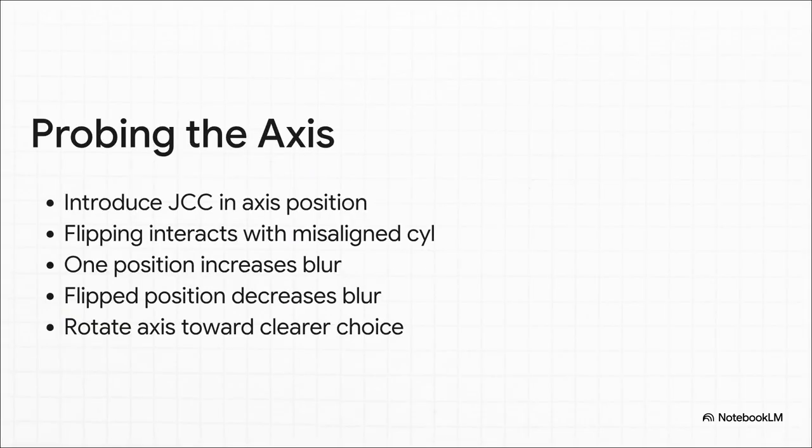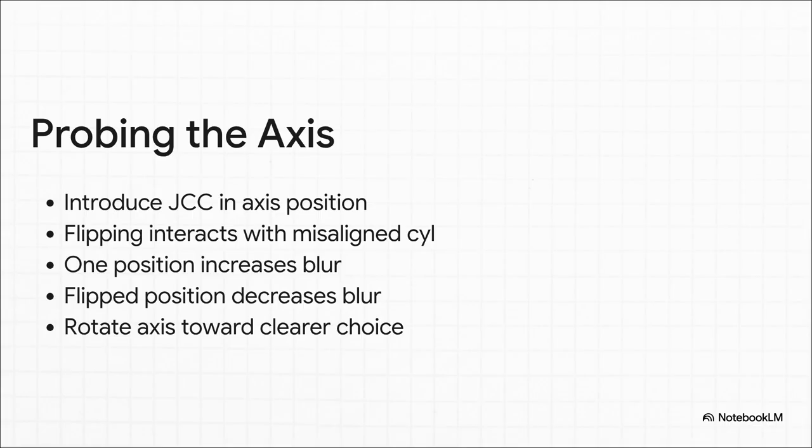So we introduce our Jackson cross lens in the axis determination position, meaning it's straddling our working axis. What we're actually doing here is essentially probing that unwanted resultant cylinder we just talked about. When we flip the JCC, one position is going to align with that resultant error, stretching the focal lines and making the circle of least confusion larger and blurrier. But the flipped position will collapse those focal lines, making the circle smaller and the image much clearer.